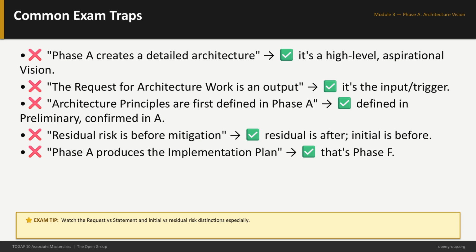4. Residual risk is before mitigation. No, residual is after, initial is before. And 5. Phase A produces the implementation plan. No, that's phase F. Keep an especially close eye on the request versus statement and the initial versus residual risk distinctions. Those two appear constantly.